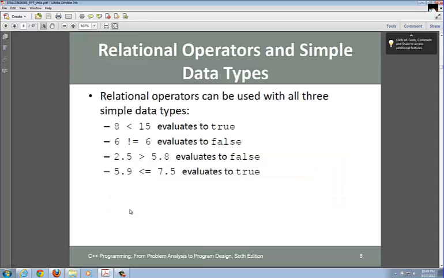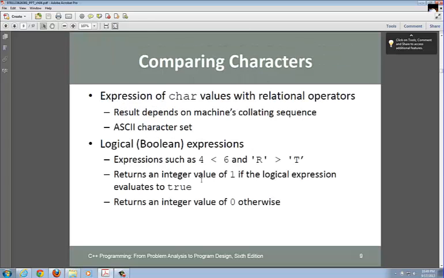Let's take, for example, some of these data types. What you need to realize is the outcome. What is the outcome of this particular evaluation? So you're looking at the evaluation of 8 less than 5: false. 6 is not equal to 6: the outcome is false. This is a false statement. 2.5 greater than 5.8 is false. This is a true statement. Again, we all went through some sort of grade school math that taught us this from 4th grade, and it stays in our system.